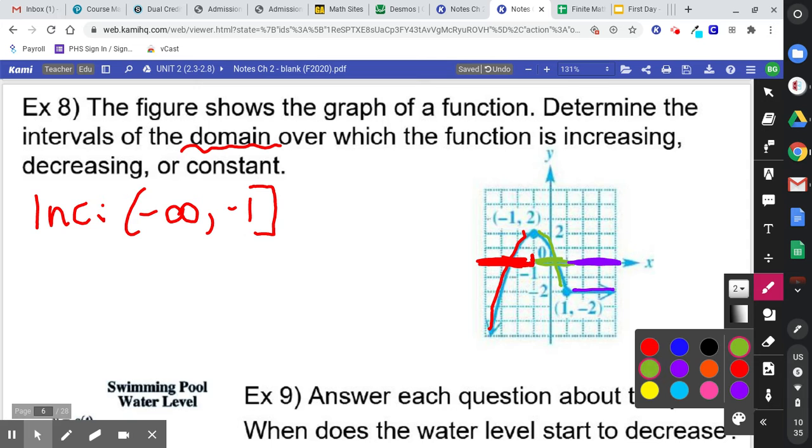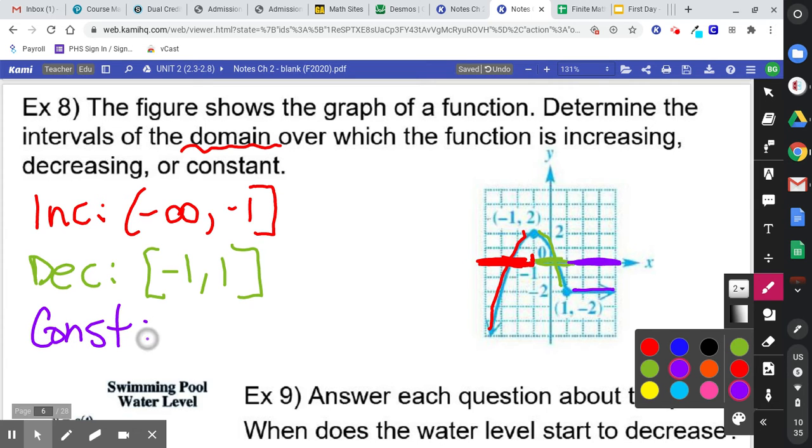So the green region, the region in the middle, is where this graph is decreasing. If I want to talk about that interval, I want to only look at the x numbers. And those x numbers are going from what to what? Negative 1 to 1. Very good. Again, Math Excel is going to make you put brackets. The purple part is where this thing is constant. So only look at the x numbers. It's going from 1 to positive infinity. A lot of people mess up on that because they want to look at the y values. They're like, it's increasing up until 2, but I don't care about the y. I'm looking at the domain.